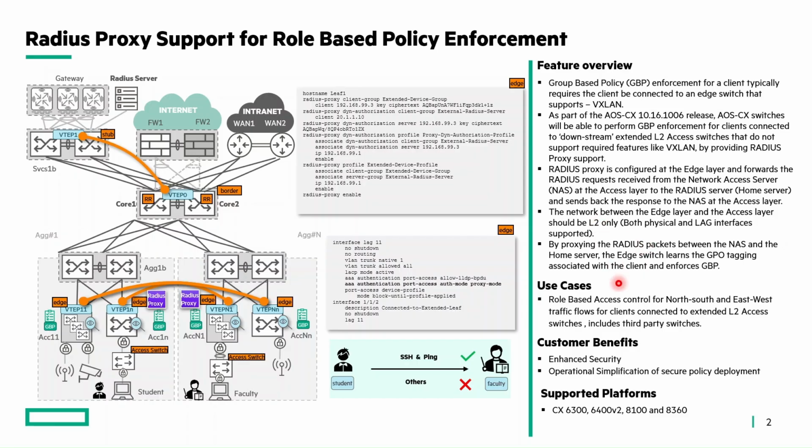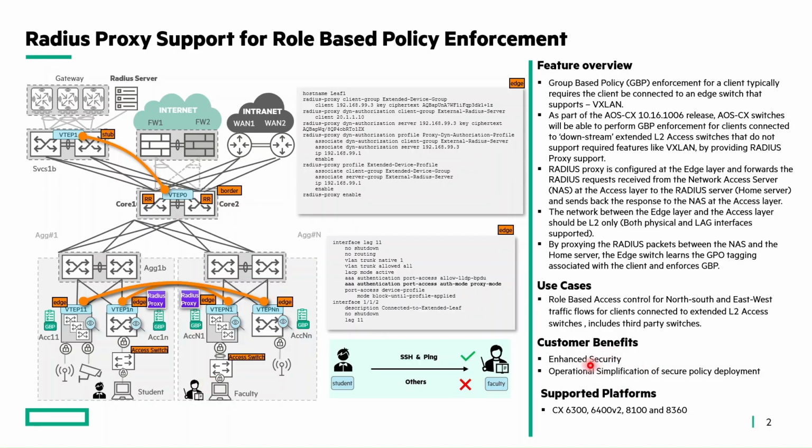So let's see the use cases and customer benefits. In terms of use cases, this feature is really a boon for networks that deploy L2 access switches that do not support VXLAN and group-based policy enforcement, but still need role-to-role segmentation. This feature enables role-based access control for north-south and east-west traffic flows. It supports clients connected to extended L2 access switches, including those from third-party vendors, allowing consistent policy enforcement even when these switches lack advanced features like VXLAN GBP.